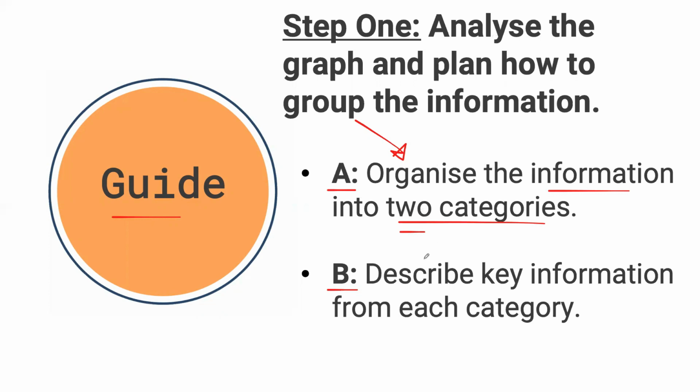Then, once you've done that, you want to describe key information from each category. So you don't want to describe everything. That will definitely lose points in your essay. You want to look at the main information, key details, and we will show you how to do that today.